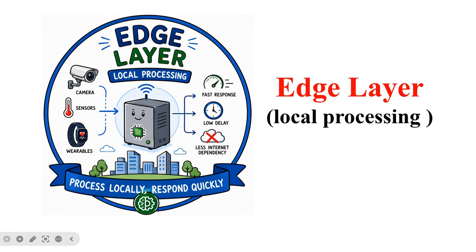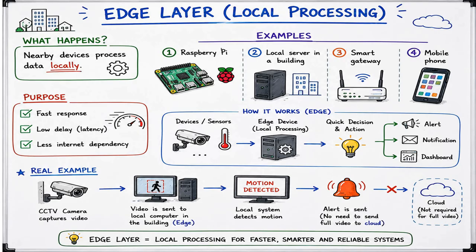This is the second layer in the IoT processing architecture, that is the edge layer. It is also called local processing. Now here the edge layer lies between the sensing devices and the cloud, and here the data is processed close to where it is generated, that is using nearby computing devices instead of sending everything to distant servers.